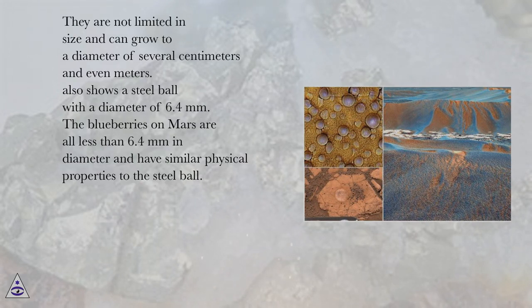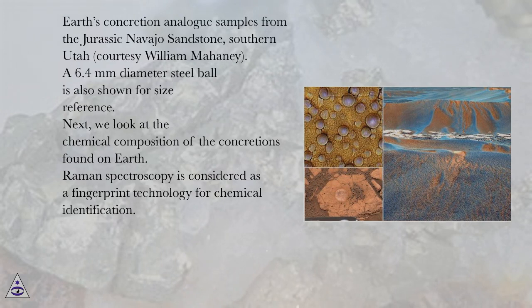The blueberries on Mars are all less than 6.4 millimeters in diameter and have similar physical properties to the steel ball. Earth's concretion analog samples from the Jurassic Navajo sandstone, southern Utah, courtesy William Mahaney. A 6.4 mm diameter steel ball is also shown for size reference. Next, we look at the chemical composition of the concretions found on Earth.